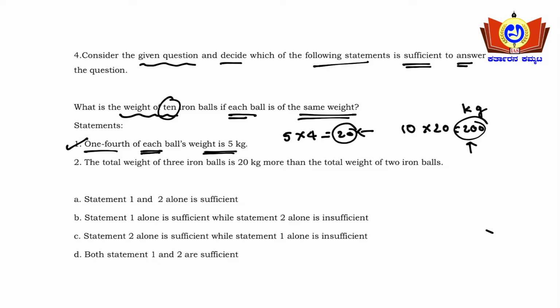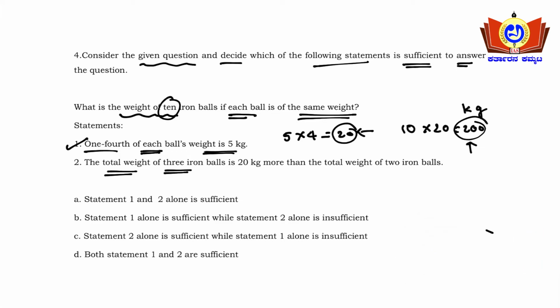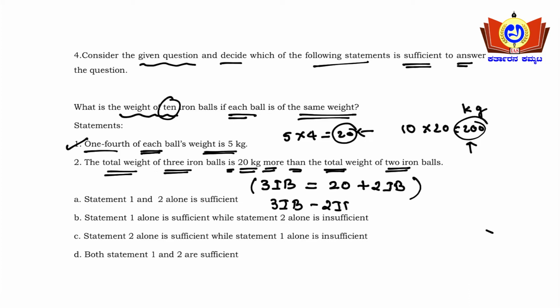With the help of statement 1 alone, we can answer the question here. Now we shall examine the second statement. The total weight of 3 iron balls is 20 kg more than the total weight of 2 iron balls here. So 3 iron balls minus 2 iron balls will be 20 here. So 3 minus 2 will be 1, the weight of 1 iron ball will be 20 kg here.